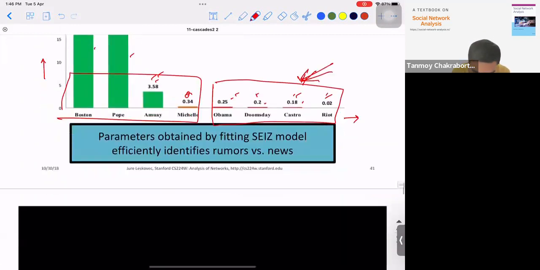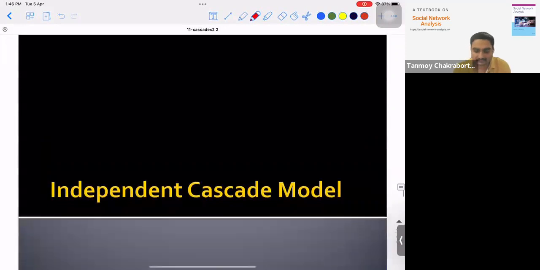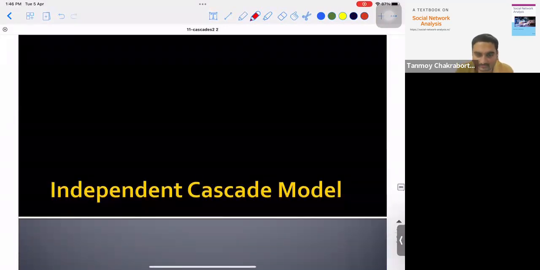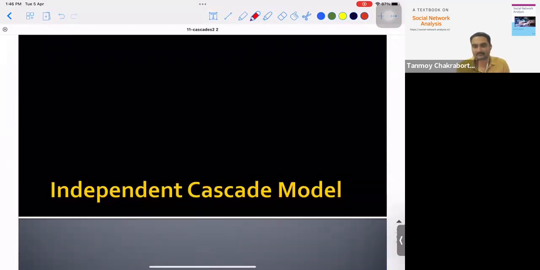Okay, so now let's move to the next model, which is again a basic model, but people generally use this model quite often as a baseline these days, say for rumor propagation or fake news propagation or any information diffusion in general. This model is called the independent cascade model, or IC model.